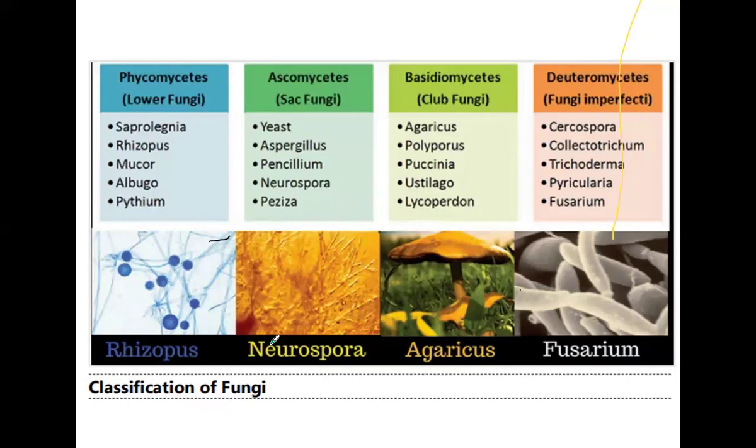Examples: Cercospora personata, Cercospora arachidicola, you have studied, tikka disease of groundnut. Colletotrichum falcatum causes red rot of sugarcane. Trichoderma, we are using as a biopesticide. Pyricularia, Fusarium, Trichoderma, these we are using as biopesticides. Agaricus, Polyporus, we are using as mushrooms. Puccinia, you have studied, wheat rust disease. Ustilago. Cystopus, you have studied white rust.